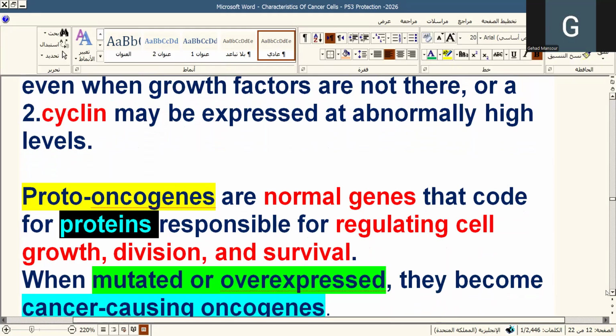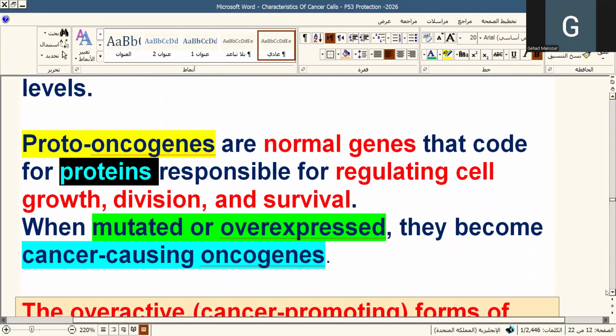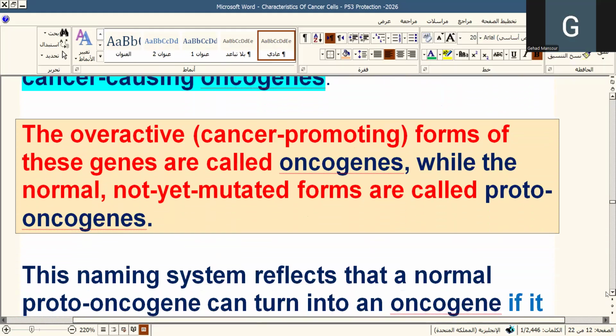But when they are mutated and result in overactivity of the growth factor receptor or of the cyclin, then they are oncogenes because they will result in cancer. So the normal genes are called proto-oncogenes, proto, because they are liable to give oncogenes if they are mutated or overexpressed, and therefore they become cancer-causing genes or oncogenes.